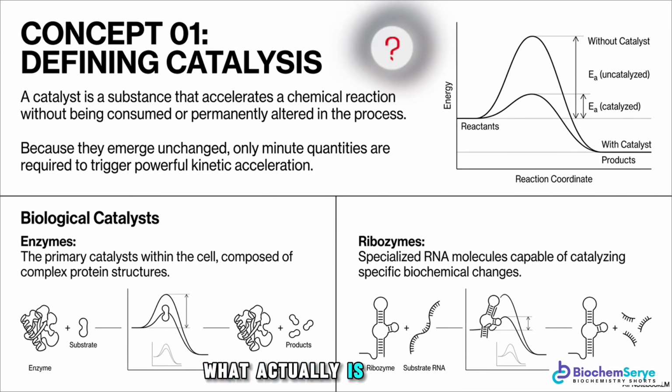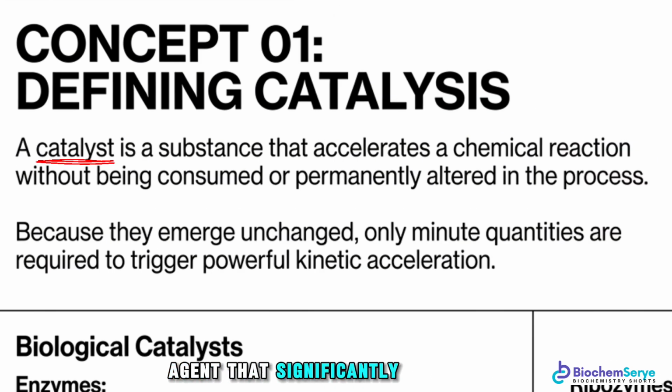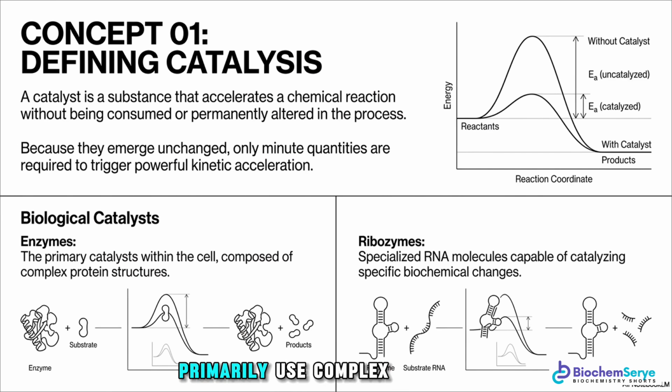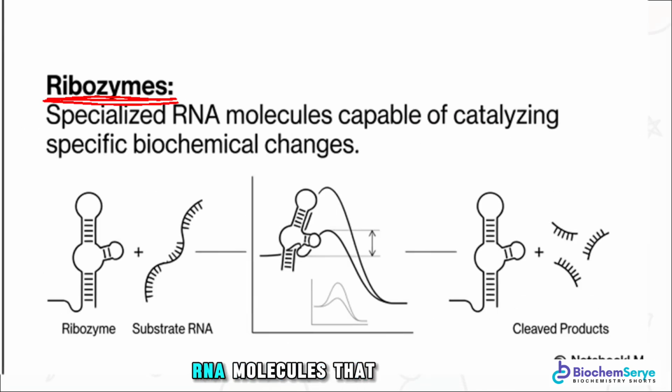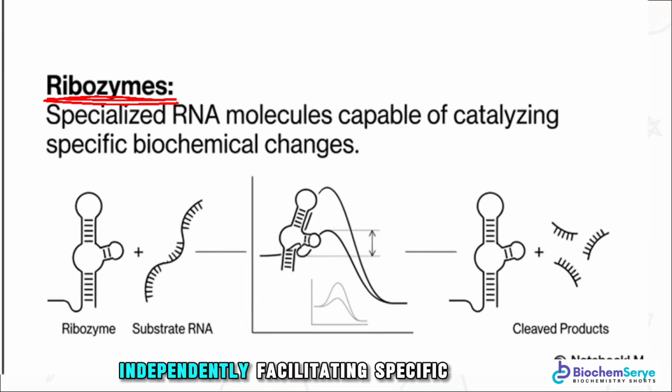What actually is a catalyst? Well, it's an agent that significantly accelerates a chemical reaction without ever being consumed or permanently altered in the process. And because they emerge completely unchanged at the end of the cycle, you really only need trace amounts of these molecules to trigger massive metabolic fluxes. Now, living systems primarily use complex folded protein structures called enzymes for this, but we can't forget ribozymes. Those are specialized RNA molecules that are absolutely capable of independently facilitating specific biochemical changes too.